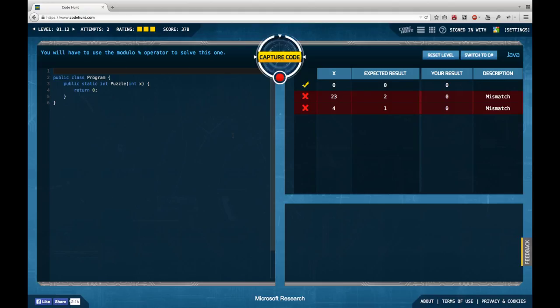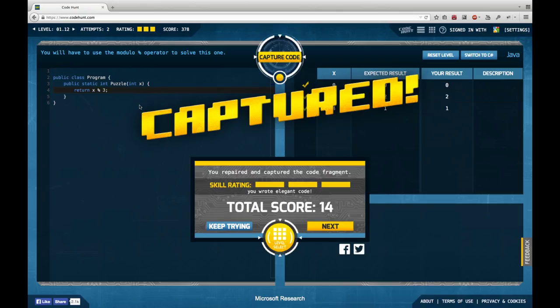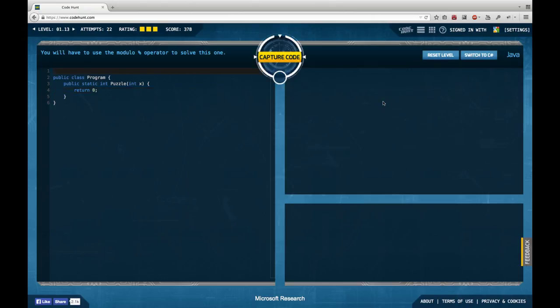So we have a modulo operation, and we have three input values, 0, 23, and 4, and the output 0, 2, and 1. Since we have 0, 2, and 1, I would actually guess that there's modulo 3 involved. So let's just try something like x modulo 3 and save that one. And actually, that's already the correct solution. That's pretty nice. That's a pretty easy one, so let's just go on to the next one.